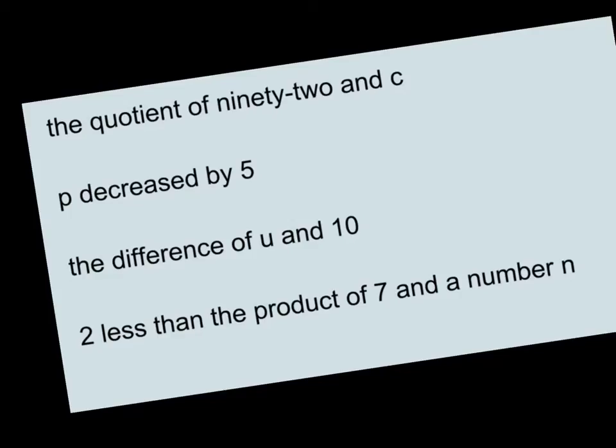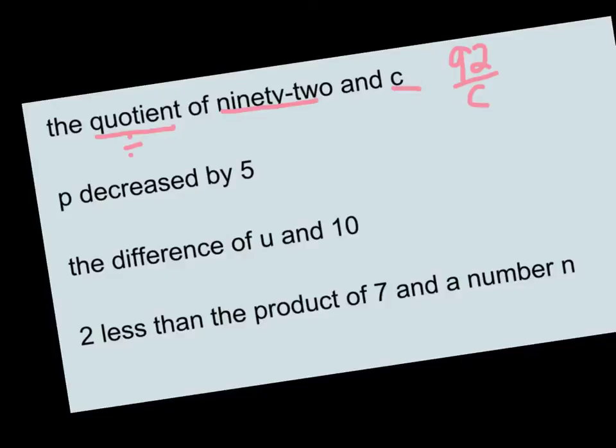A few more examples. The next one is the quotient of 92 and C. Quotient means division. So I have 92 divided by C. And this division has to be very specific. If you put C divided by 92, it would be an incorrect answer. So again, it's saying the quotient of the 92 first and C. So I'm dividing 92 divided by C.